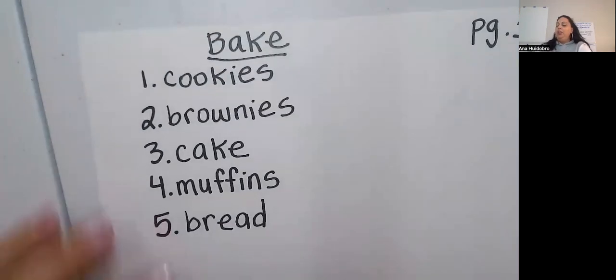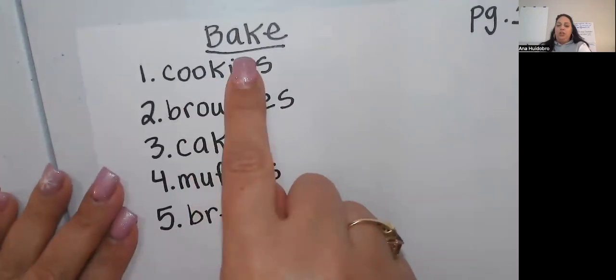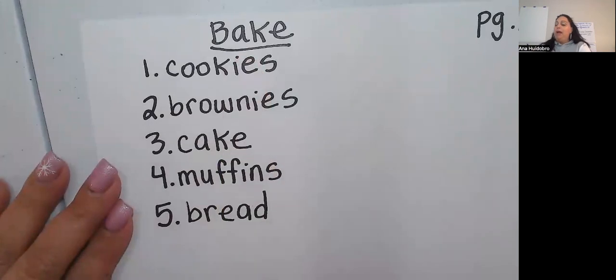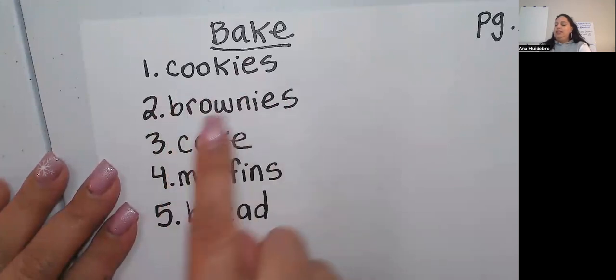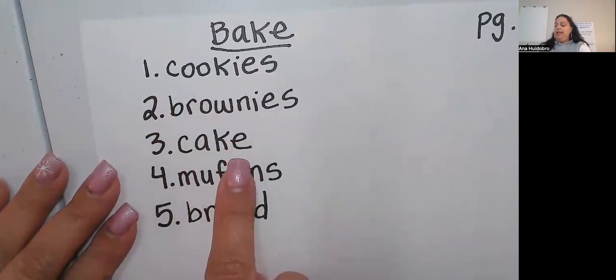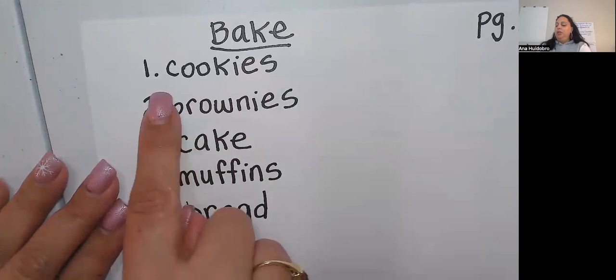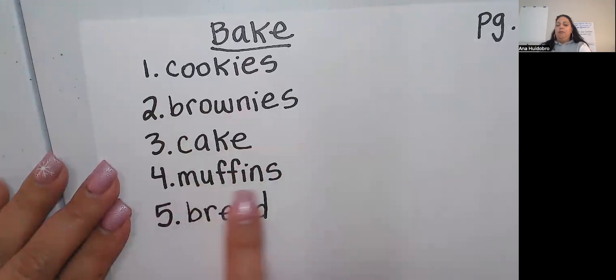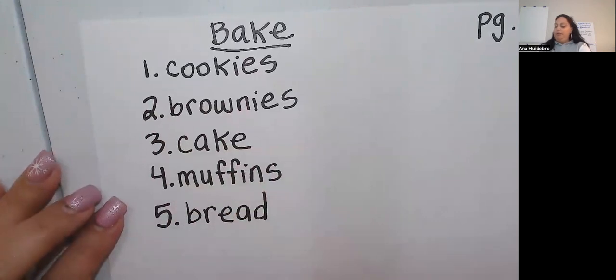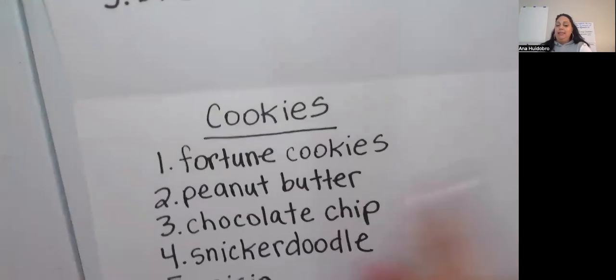I'm going to read mine. You can read my list out loud with me. Okay, so we're going to start with our list of things that we bake. We're reading mine out loud. If you are a part of our fabulous virtual academy, you can unmute and say these words with us. Cookies, brownies, cake, muffins, bread. Let's read that again. Cookies, brownies, cake, muffins, bread. Perfect.